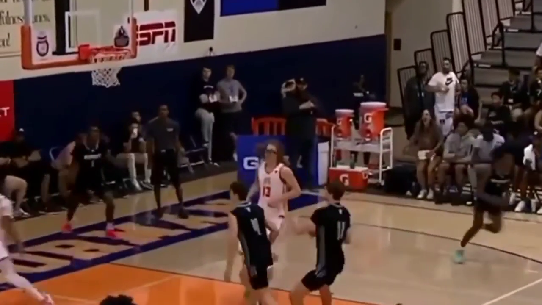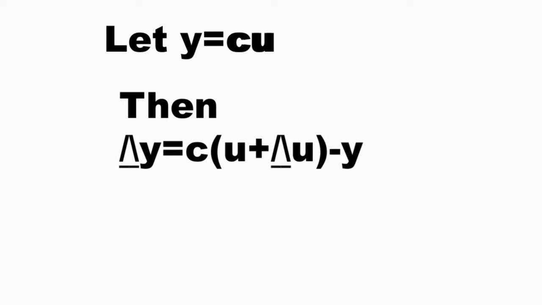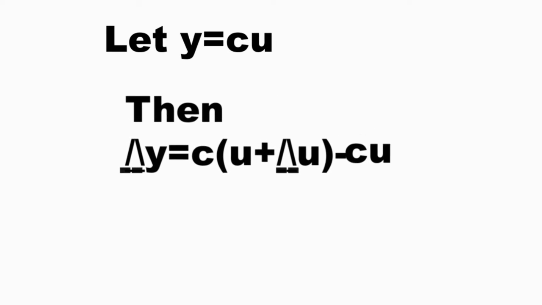Now, let y equal cu. Then any change in y corresponds to a change in u, or y plus delta y equals c times the quantity u plus delta u. Transpose y to the right, so delta y equals c times the quantity u plus delta u minus y. But y equals cu, so substitute cu for y. So delta y equals c times the quantity u plus delta u minus cu.